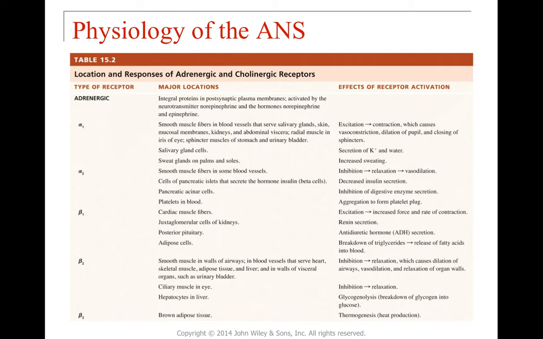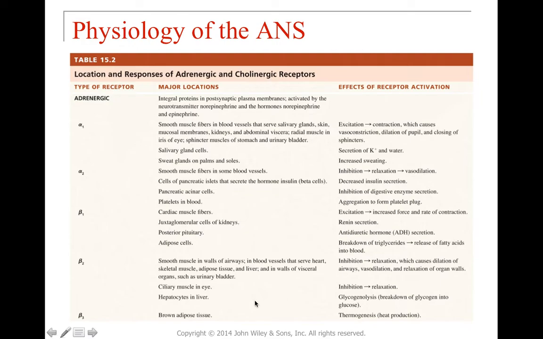Now, inhibition is going to lead to relaxation, which is then going to cause dilation of your airways. So you're going to be able to breathe more. It's also going to be vasodilation, so we're going to be able to get more blood volume through, and relaxation of the organ walls. In the eye, we're going to have relaxation, so inhibition of the ciliary muscles, which I can only assume is involved in visual acuity, so you'll be able to better perceive your surroundings.